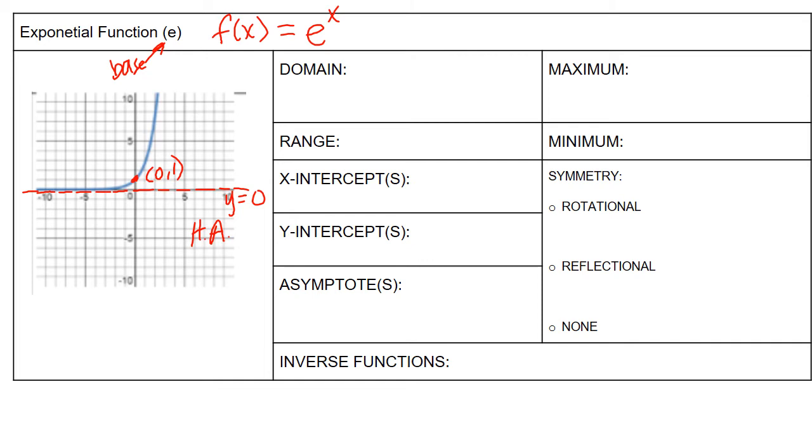So domain. The domain here, from left to right, what is happening? All the way to the left, I go on forever, so that's negative infinity. And I go all the way to the right. So my domain is all real numbers.